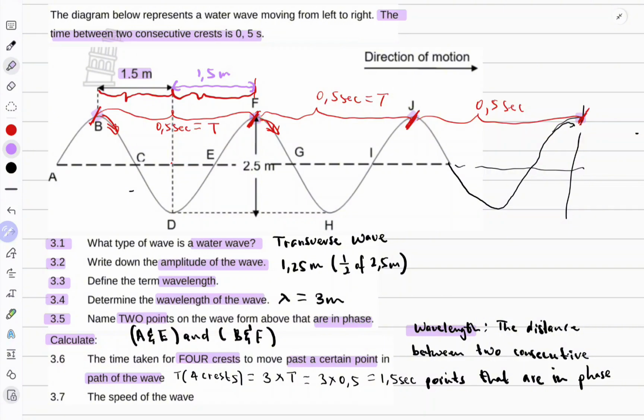And lastly, they want us to calculate the speed of the wave, so we can use the universal wave equation. That is, the velocity is equal to the wavelength divided by the period. And the wavelength is 3 divided by the period, which is 0.5, and this here is equal to 6 meters per second.